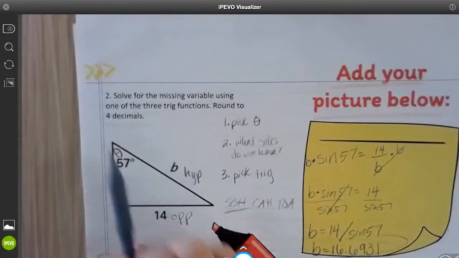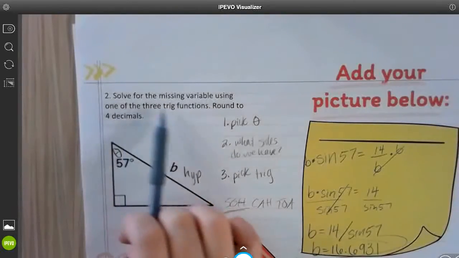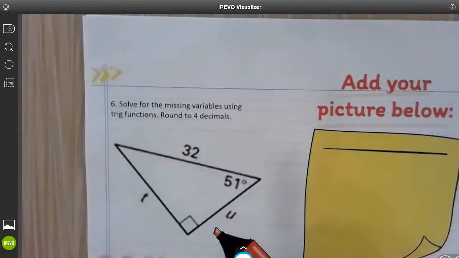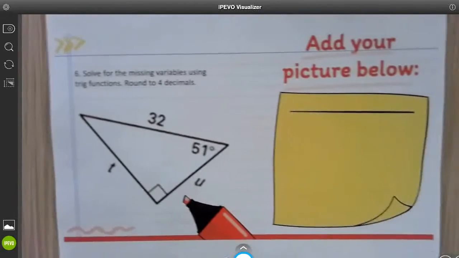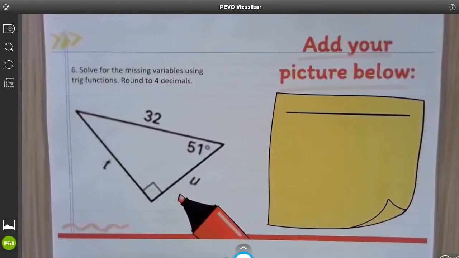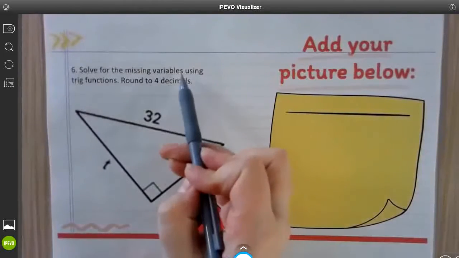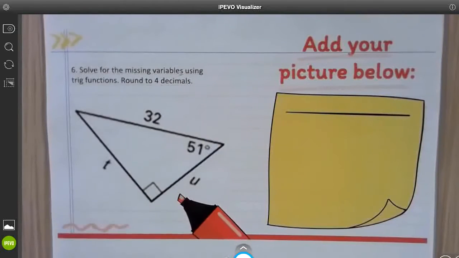Okay, so these directions for solving for the missing variable using one of the 3 trig functions, round to 4 decimals, will also be for number 3, 4, and 5. And then when we get to number 6, we have a slightly different set of directions. Number 6 says solve for the missing variables, plural, using the trig functions and round to 4 decimal places. So it's the same thing we did on number 2, but now we're going to have to solve for 2 variables, so we'll have to do those same sets of steps, but now just 2 more times.